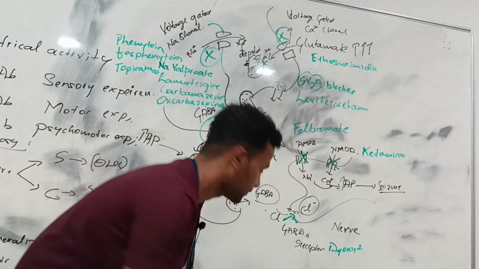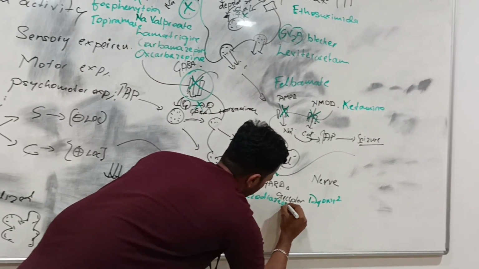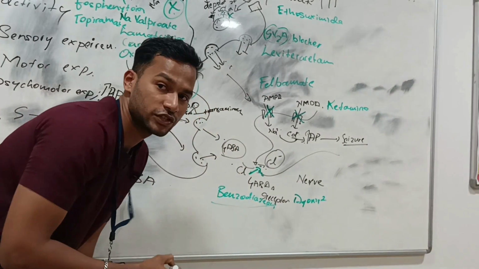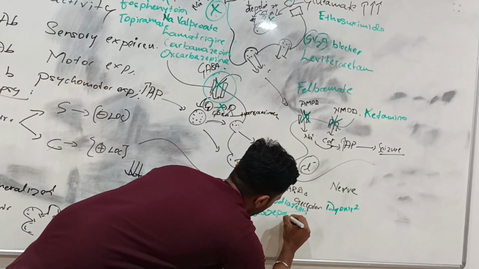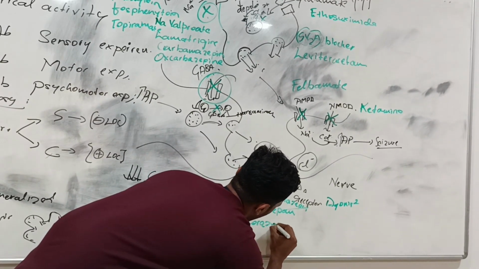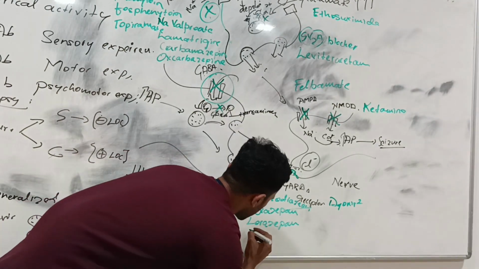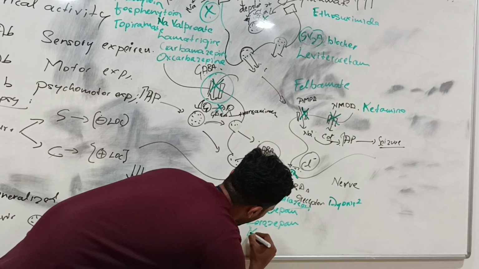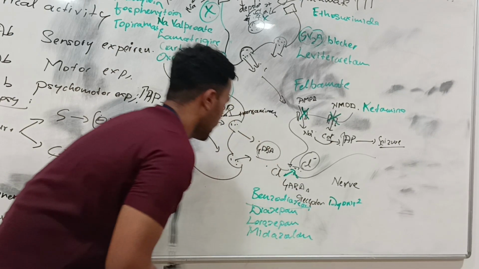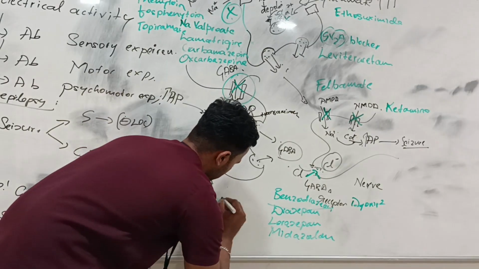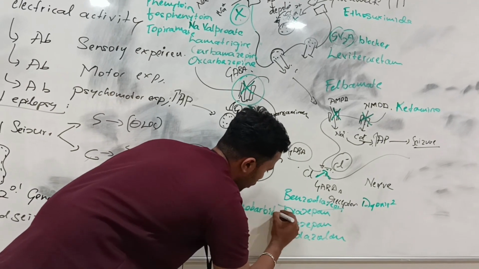Examples? Benzodiazepines. What drugs are used in benzodiazepines? Diazepam, lorazepam, clonazepam, clobazam, and midazolam. Okay. And barbiturates, again phenobarbital, pentobarbital, and so on.